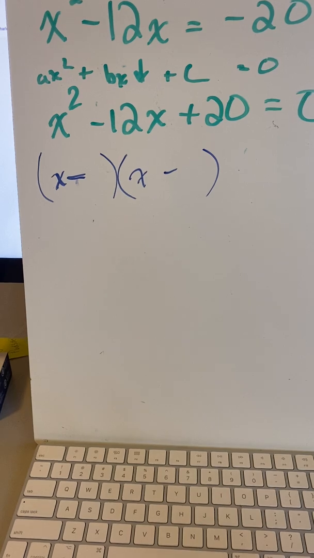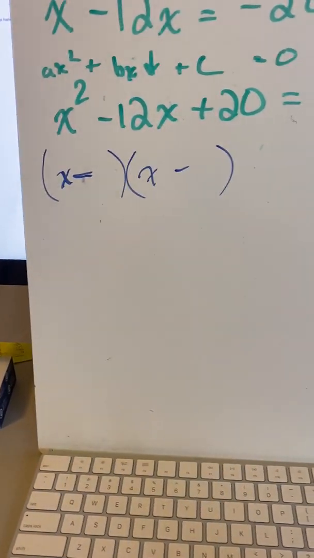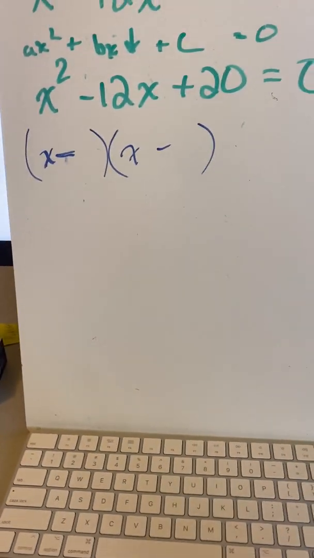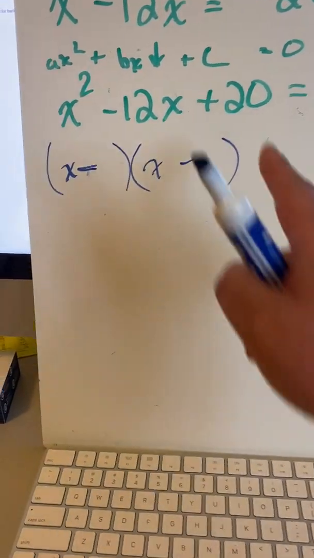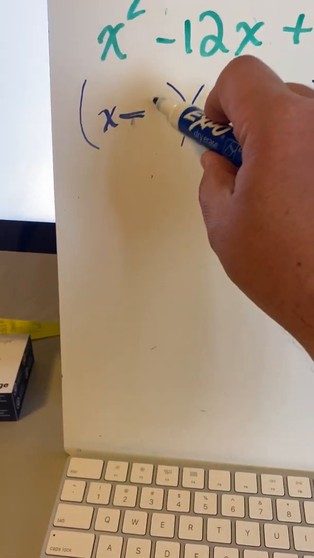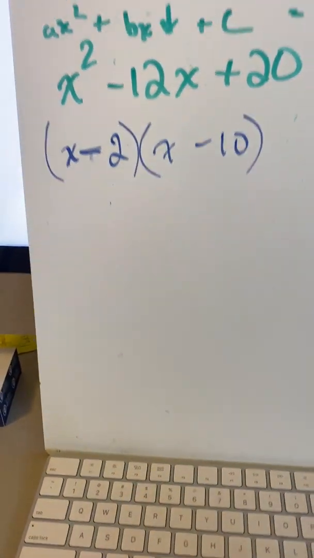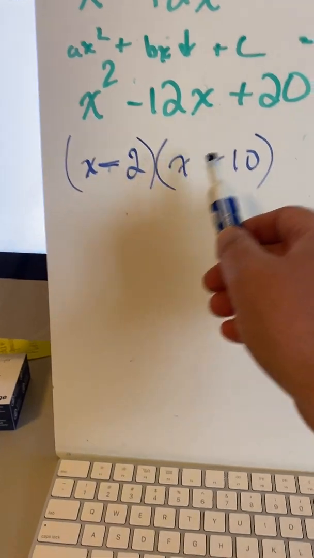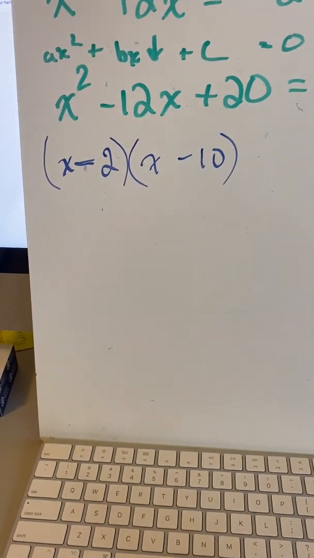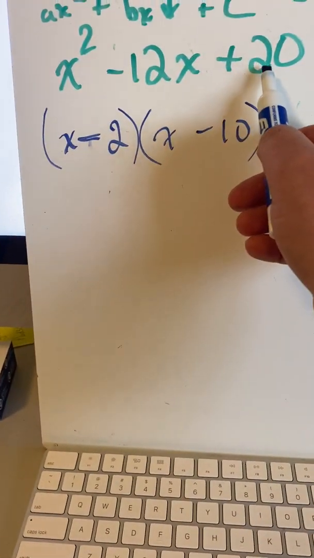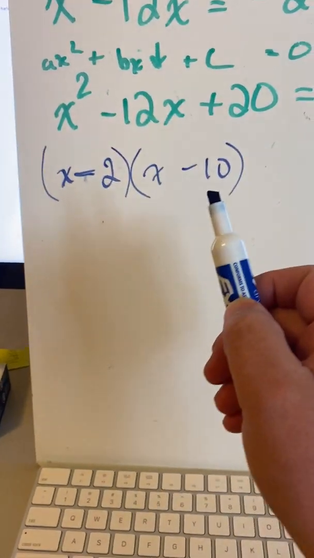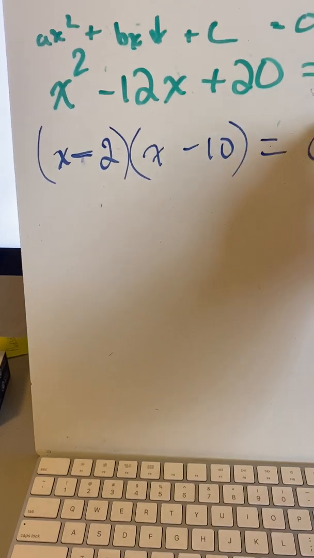All right, and when you've gotten it that far, now you're just looking at the factors of 20. What makes 20? 1 and 20 don't make 12. 2 and 10, bing, 2 and 10. Doesn't matter where you put them. 2 and 10 go in there. 2 times 10 makes 20. 2 plus 10 is 12. It all works out perfect because the last is 20. The OI, outside inside, is negative 12, sorry, and they both equal 0.